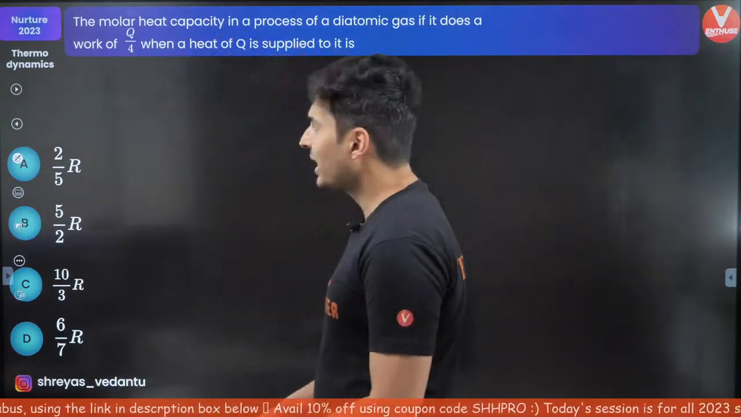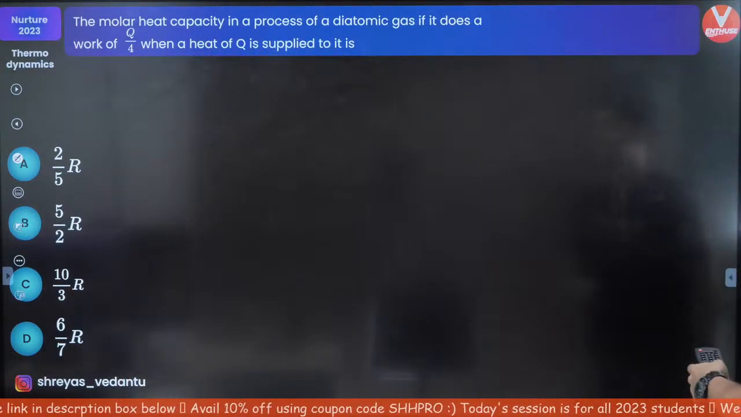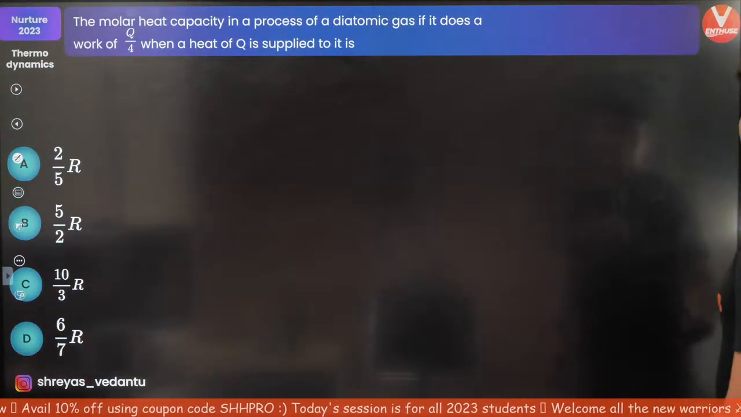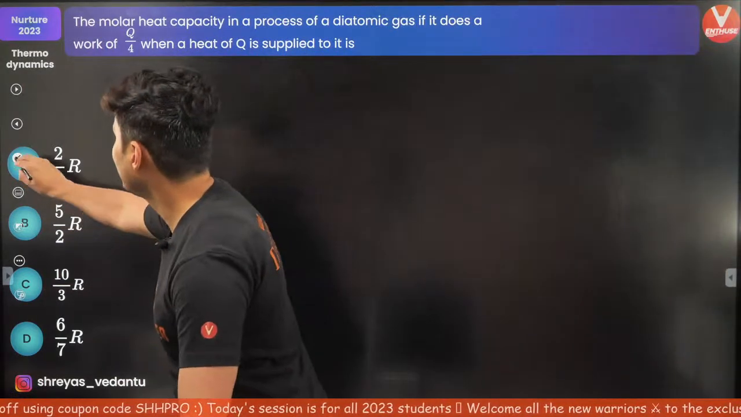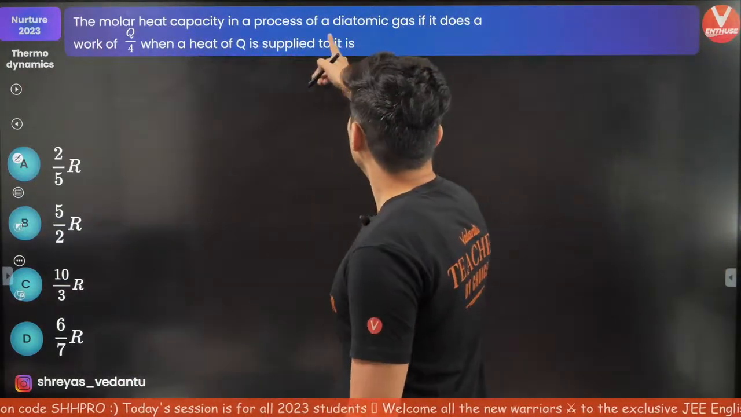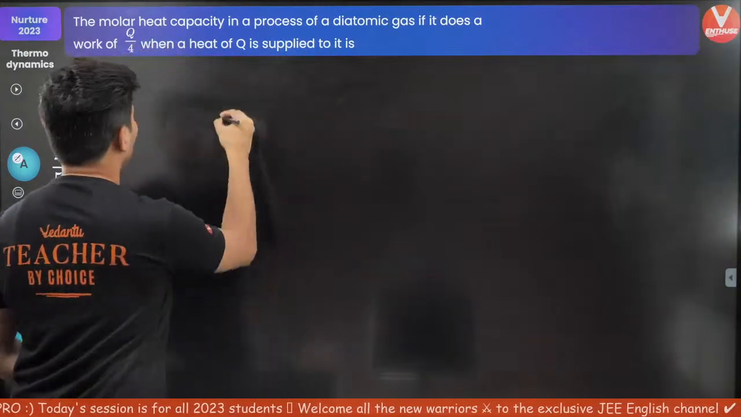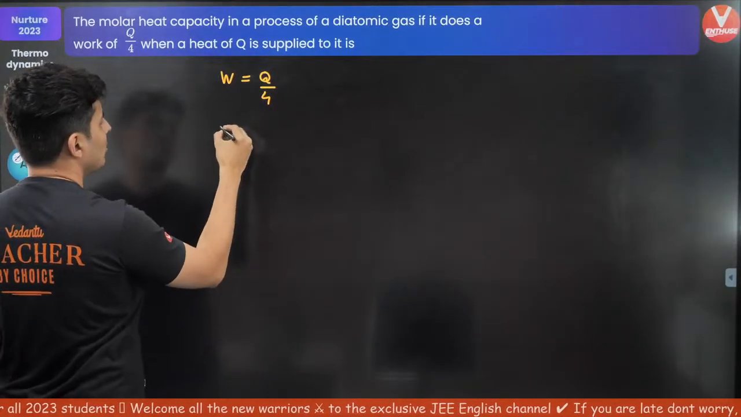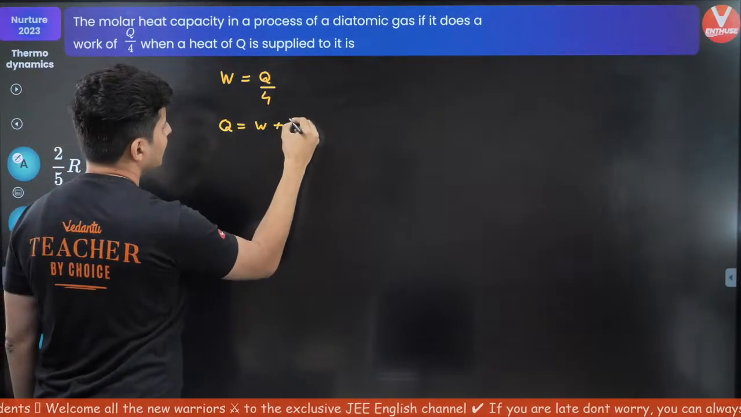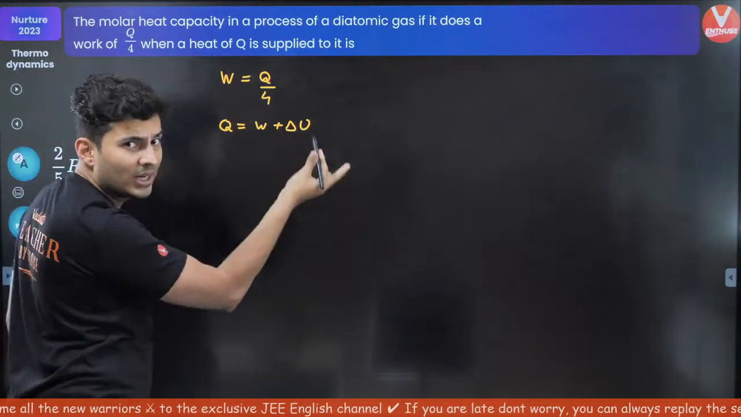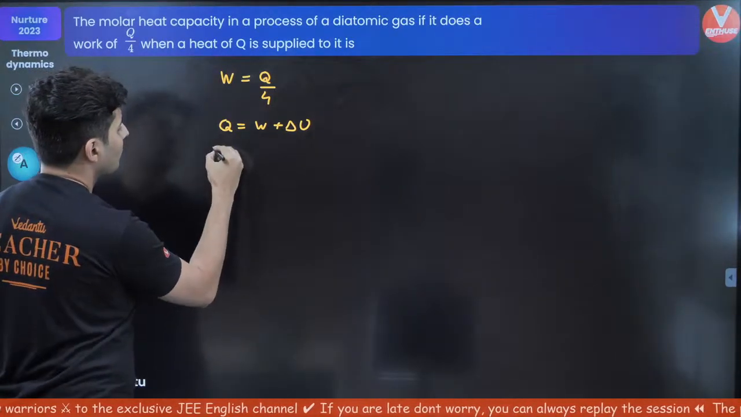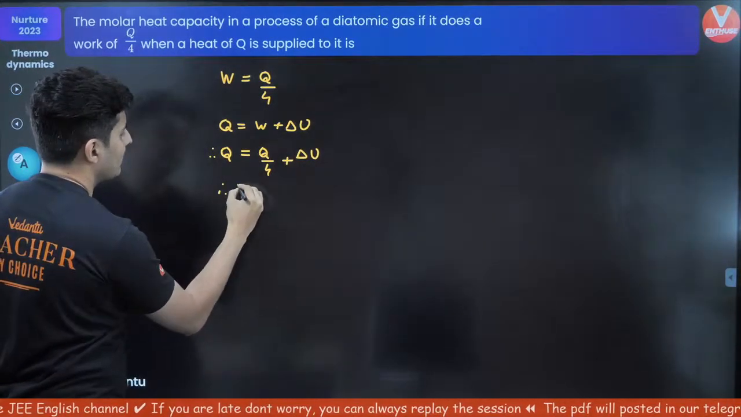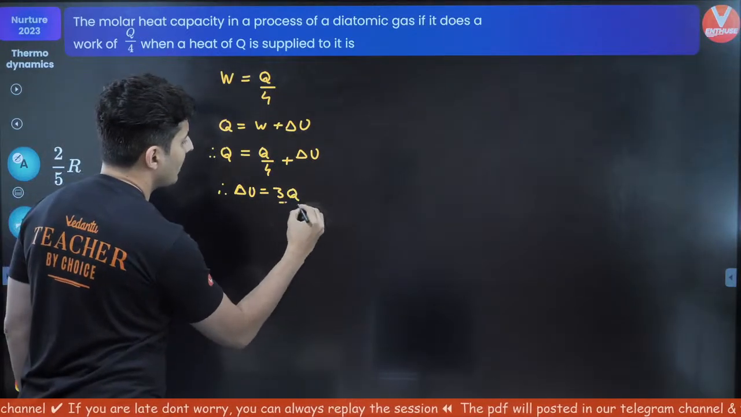All right, moving ahead. The molar heat capacity in the process of a diatomic gas, if it does work of Q by 4 when Q is the heat supplied. Okay, this is interesting. So work is Q by 4. Heat is Q, so Q is work plus delta U. Let's find delta U. Q is Q, work is Q by 4, so delta U will be 3Q by 4.